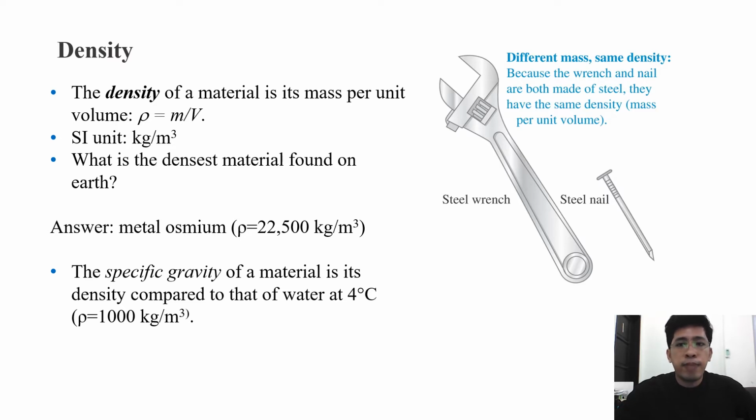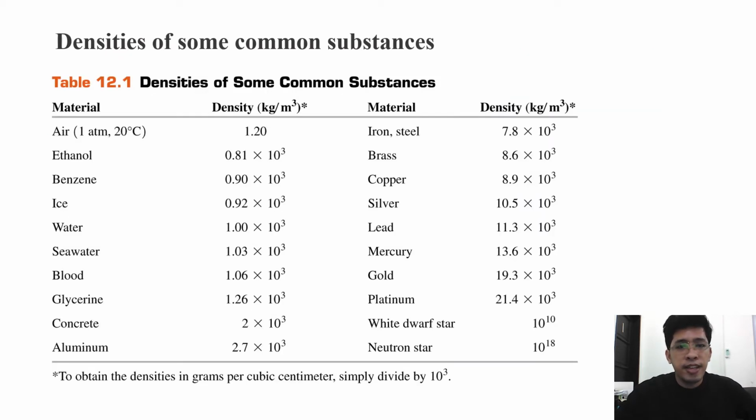So we have here different mass but the same density. So you have a steel wrench and then a steel nail. They may have different shapes and different masses, but they are made of the same steel, so they have the same density. Because the wrench and nail are both made of steel, they have the same density, that is their mass per unit volume.